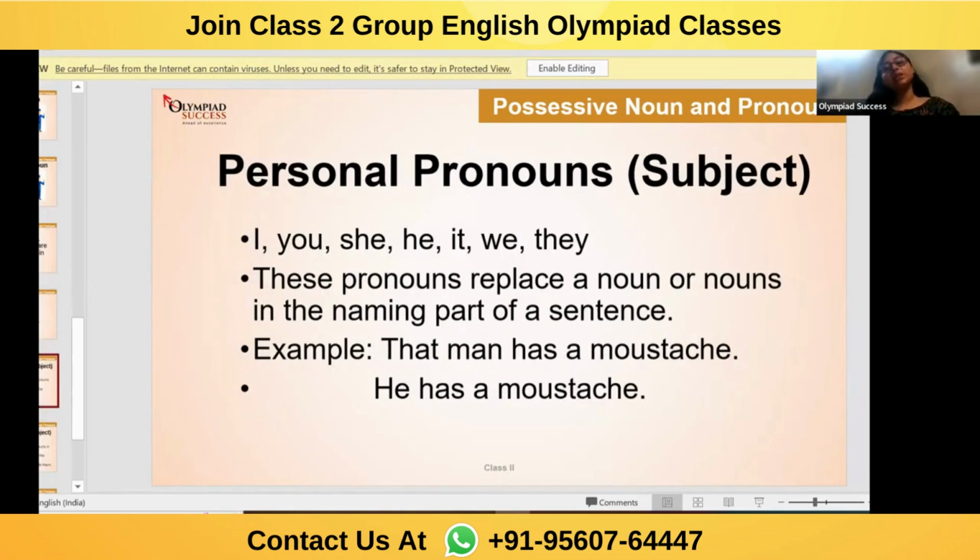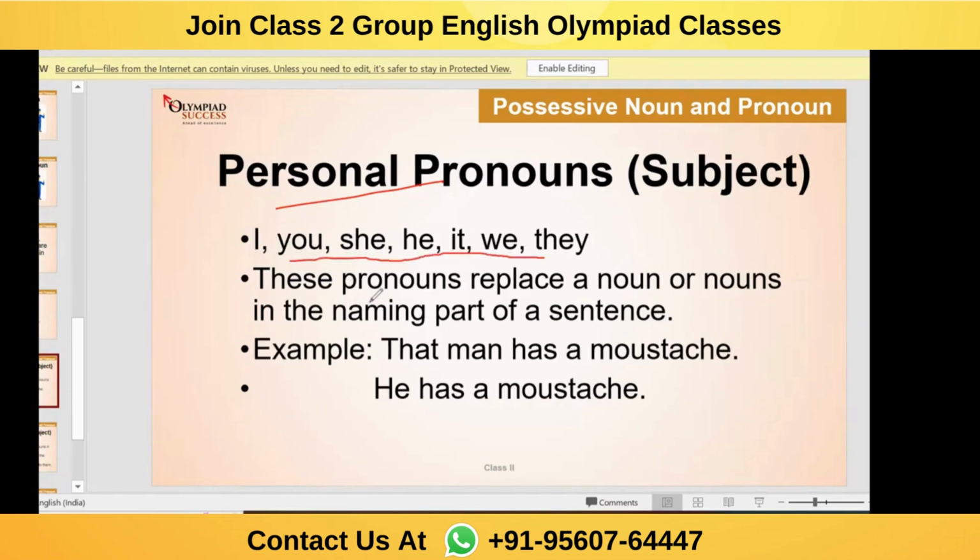Okay, so I've divided the personal pronouns into two, subject and object. Personal pronouns are, who will read? Huria, kindly read. I, you, she, he, it, we, they. These pronouns replace a noun or nouns in the naming part of a sentence.